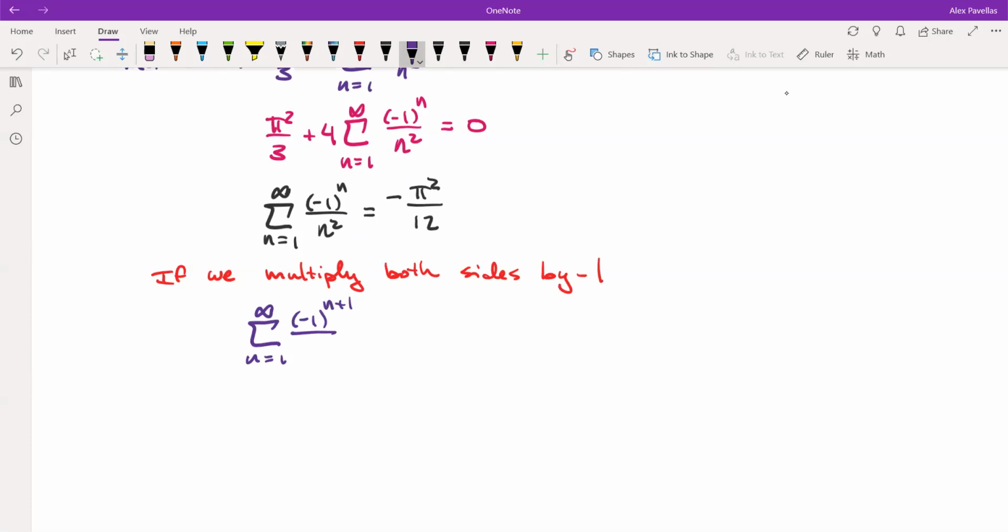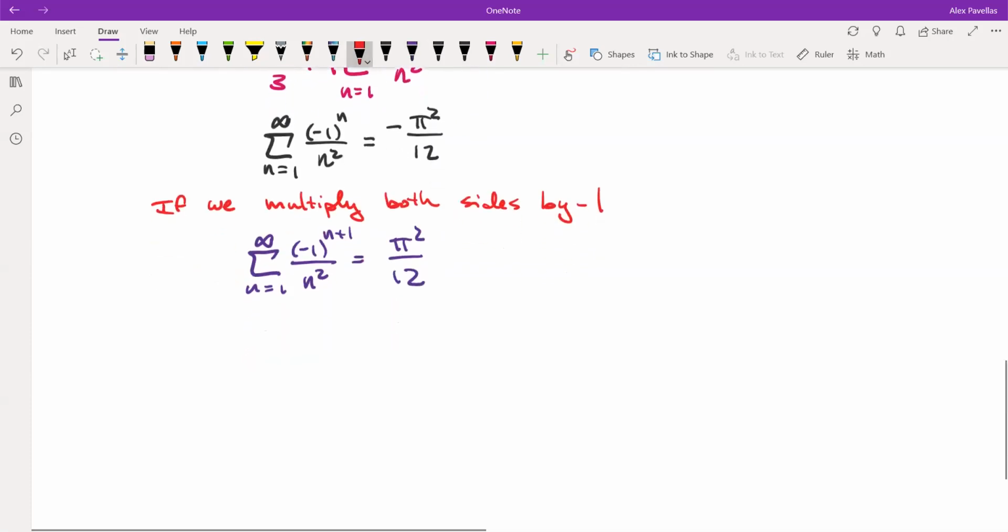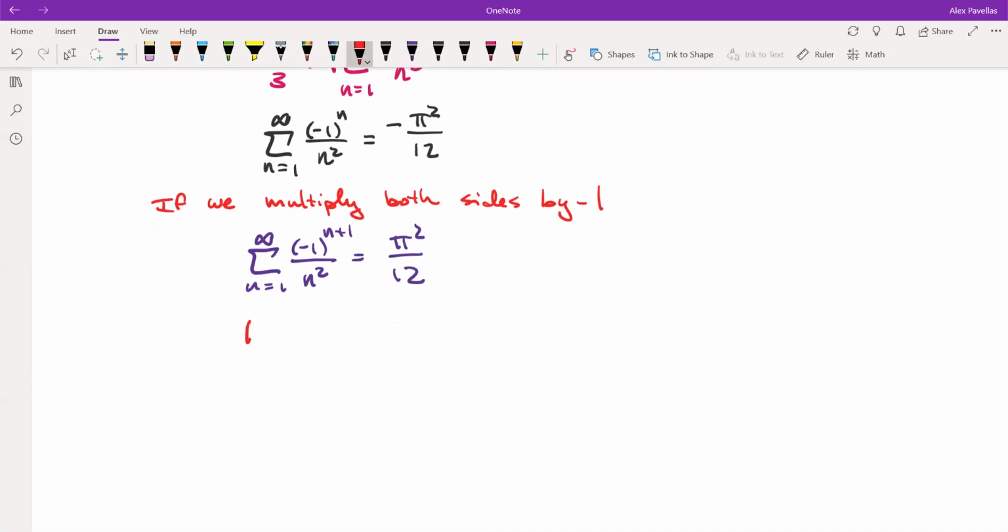We just multiplied it by another -1, and then that adds up to positive pi squared over 12. Interesting. And so, if we write out the first few terms, it's 1 minus 1/4 plus 1/9 minus 1/16 plus 1/25, etc. That apparently adds up to pi squared over 12.